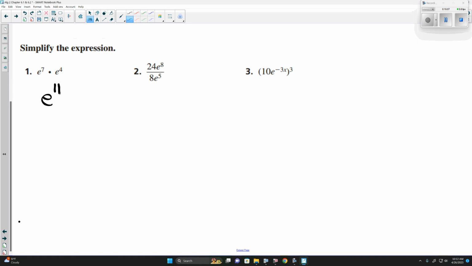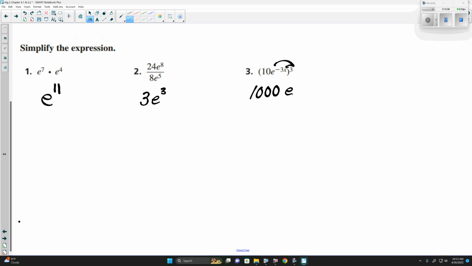24 divided by 8 is 3. e to the third. Because when we divide like bases, we subtract the exponents. So 8 minus 5 is 3. Since it's bigger on top, it stays on top. And lastly, we can apply the power of 3 to both terms. So 10 to the third is 1,000.